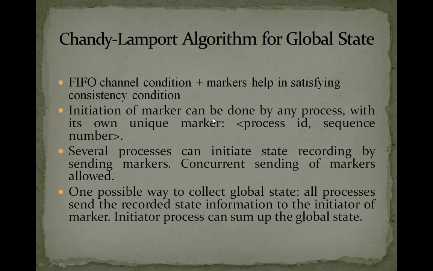So the initiation of the marker can be done by any process, and its unique marker is the process ID as well as its sequence number. Several processes can initiate the state recording by sending the marker, and concurrent sending of the marker is also allowed, but it will be received only once by the receiver. One possible way to collect the global state is that all processes send the recorded state information to the initiator of the marker, and the initiator process can sum up the global state.